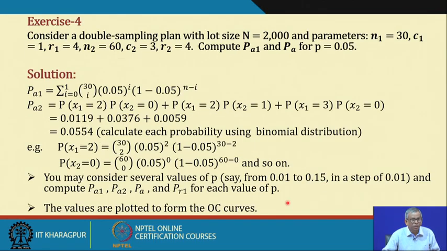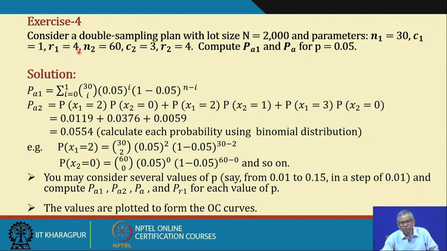Now you move to exercise 4. Consider a double sampling plan in the attributes category. Now we refer to attribute sampling plans, and one particular type of sampling plan is the double sampling plan, which is widely used. So here is an example of a double sampling plan. The given lot size N equals 2000, and the parameters are: n1, the first sample size, is 30. The first acceptance number, that is the acceptance number based on the first sample, c1, is 1. The rejection number based on the first sample is 4.